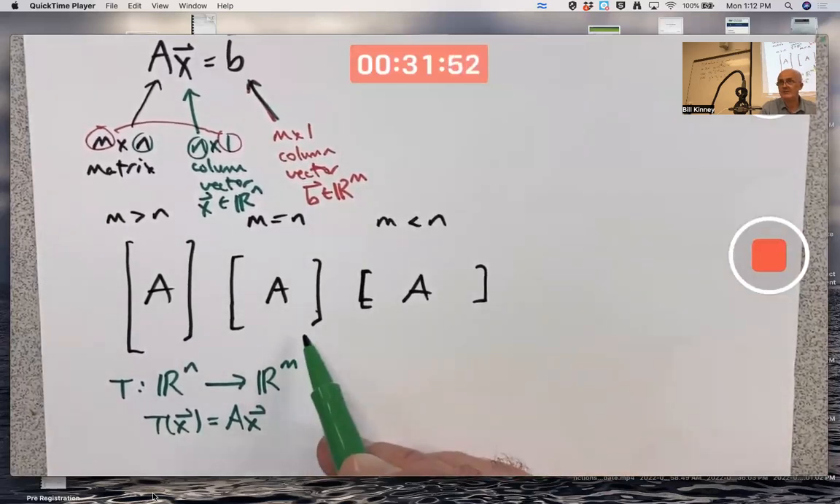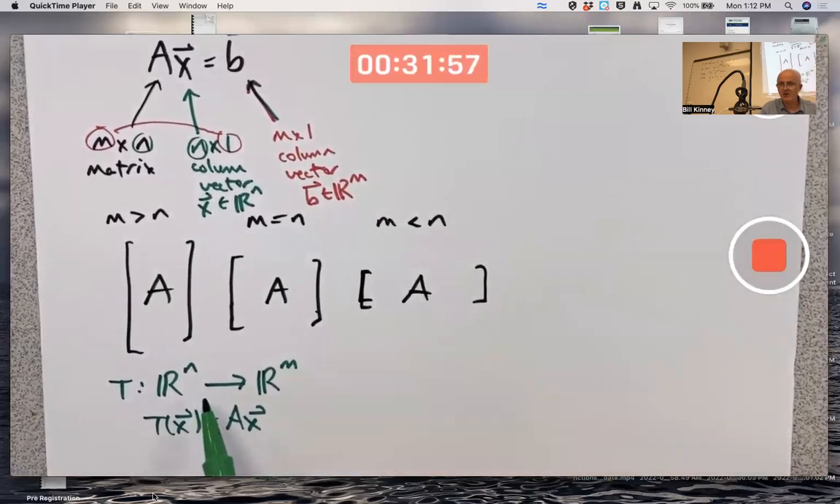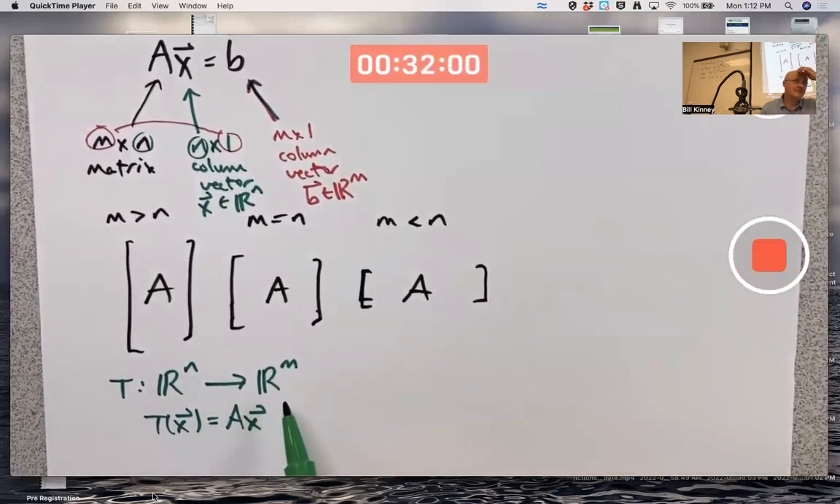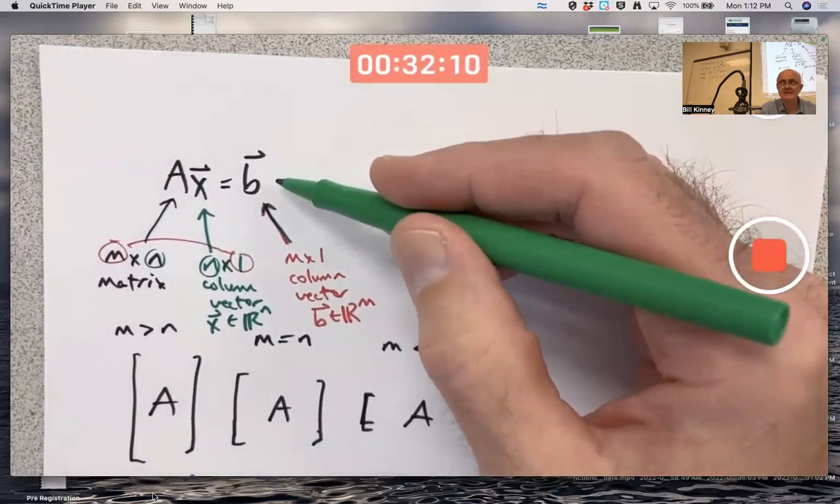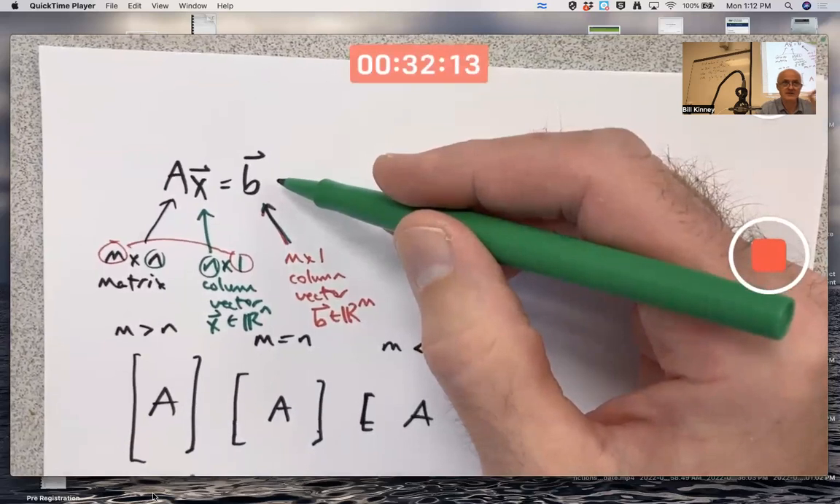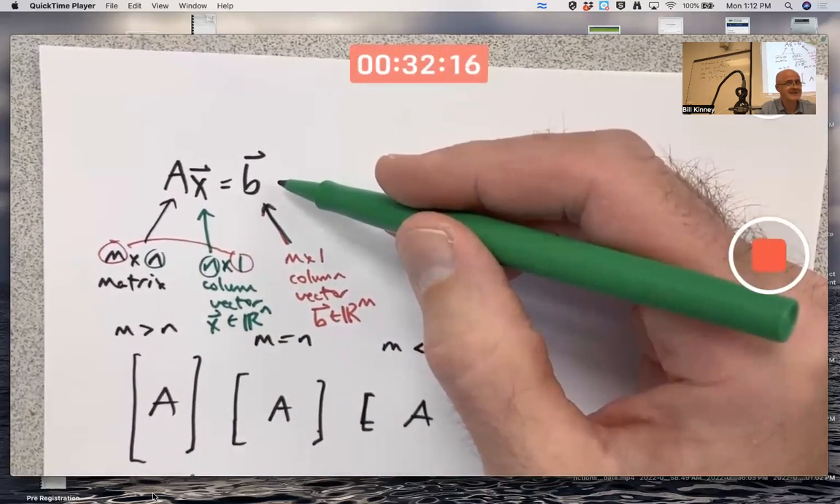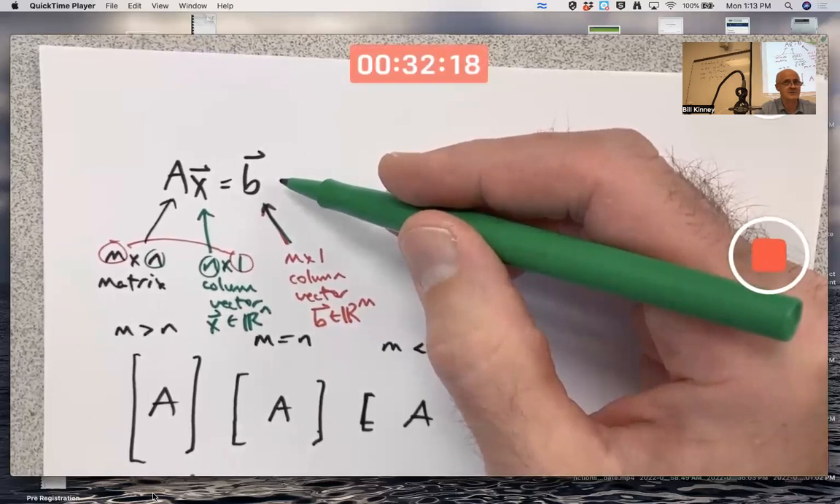In the square matrix case where M equals N, the domain and codomain have the same dimension. If the entries are random, in all likelihood, it's both one-to-one and onto. In all likelihood, the homogeneous system has a trivial kernel, just the zero vector. That's not the same as empty. The zero vector is always in the kernel. In all likelihood, with a square matrix, that's the only one. There are no free variables. And in all likelihood, the system is consistent.